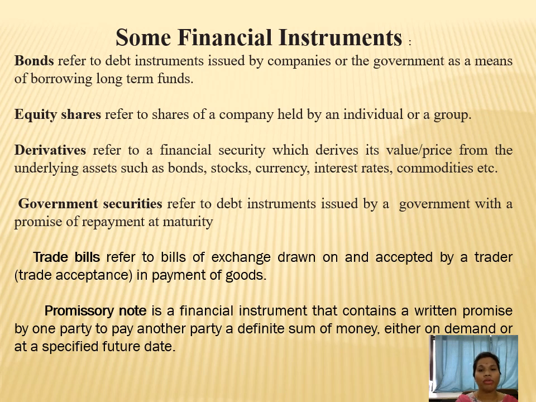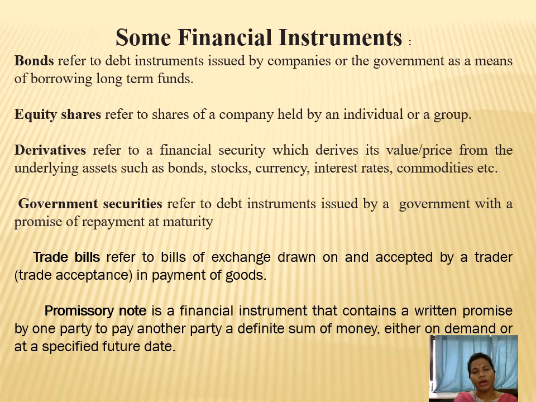I have explained three instruments: bonds, equity shares, and derivatives. Now, what were the bonds? Bonds refer to an instrument issued by the company or the government to the public for raising long-term funds. Equity shares are held by an individual or a group, and whoever has those shares is an owner of the company. Derivatives refer to financial securities which derive their value from underlying assets such as bonds, stocks, currencies, interest rates, etc. Then we will see government securities.